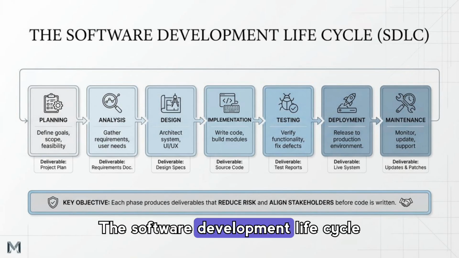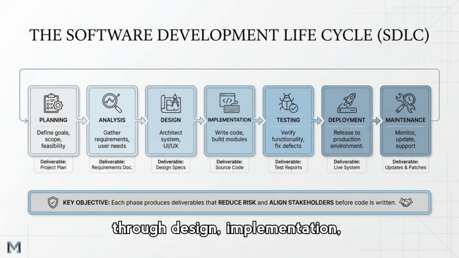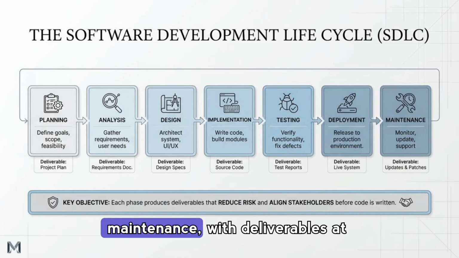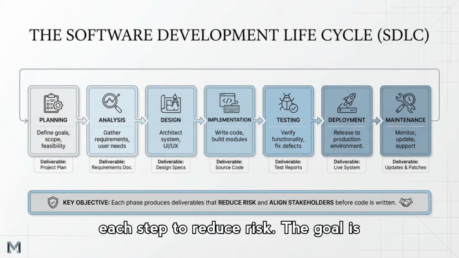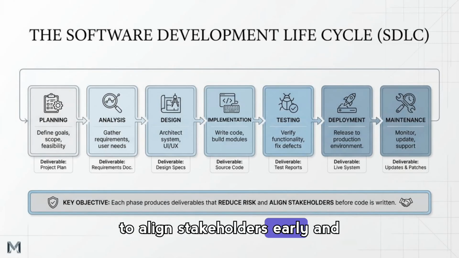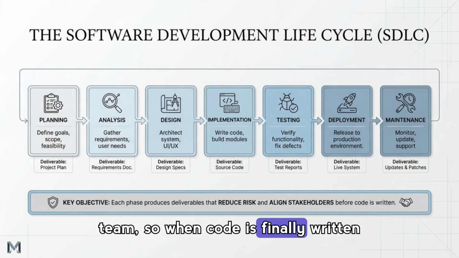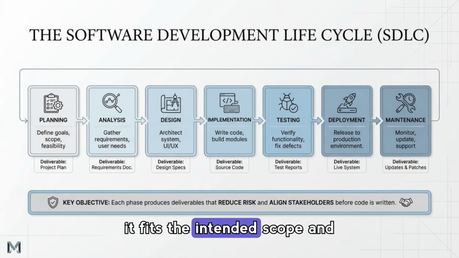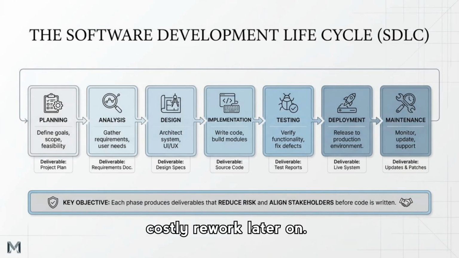The software development lifecycle moves from planning and analysis through design, implementation, testing, deployment, and ongoing maintenance, with deliverables at each step to reduce risk. The goal is to align stakeholders early and produce artifacts that guide the team, so when code is finally written, it fits the intended scope and quality expectations and prevents costly rework later on.